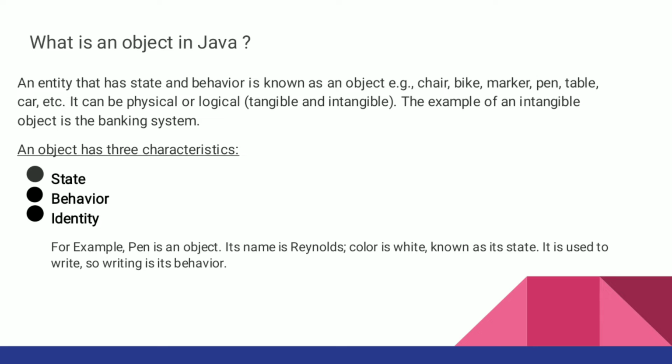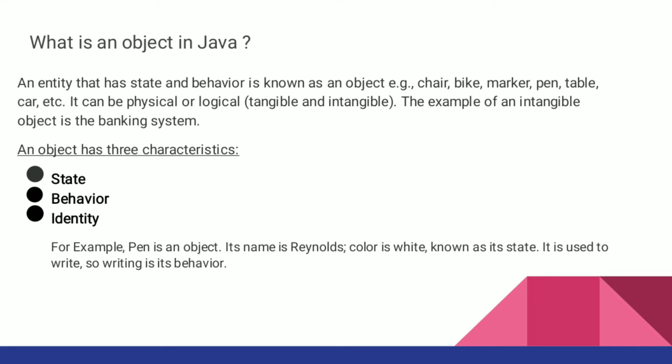So now I will discuss object. What is an object in Java? Any entity that has state and behavior is known as an object. For example, chair, bike, marker, pen, table, car, etc. It can be physical or logical, meaning tangible and non-tangible. An example of a non-tangible object is the banking system.